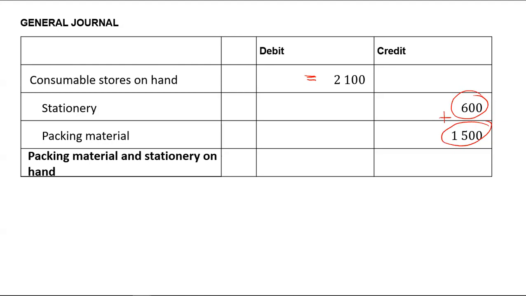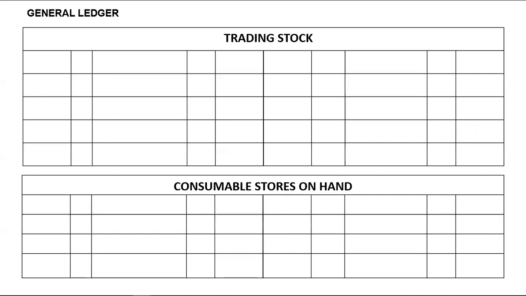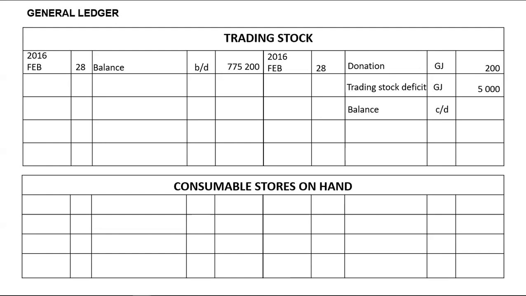I just want to revisit this again. Remember with my trading stock, I said the balance as per the trial balance was 775,200. It was reduced by donations of stock worth 200, and it will be reduced by our trading stock deficit, which was 5,000. Remaining trading stock will be 770,000, which we will bring down to the following financial year, which is the 1st of March, and our balance brought down will be that 770,000, which was trading stock that was left from last year.